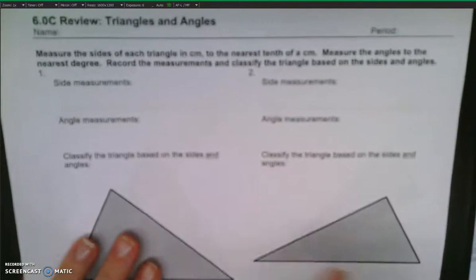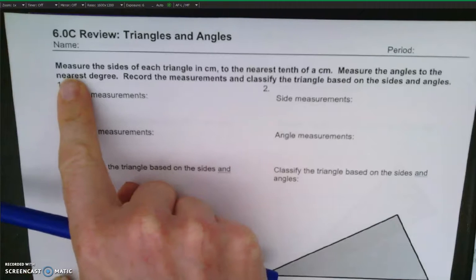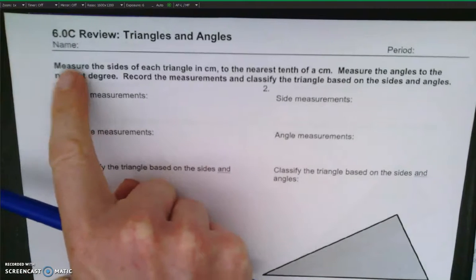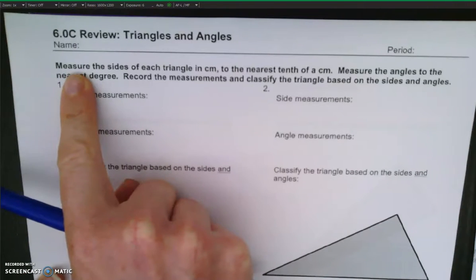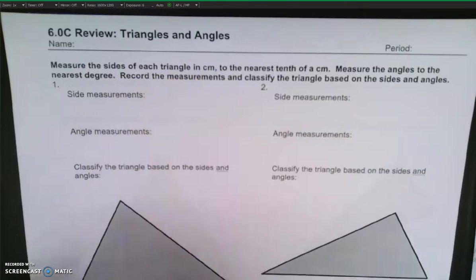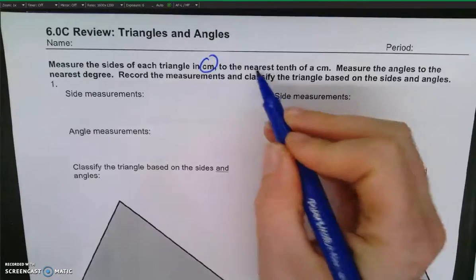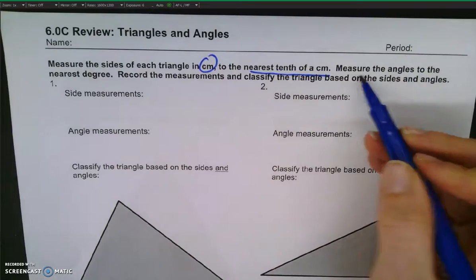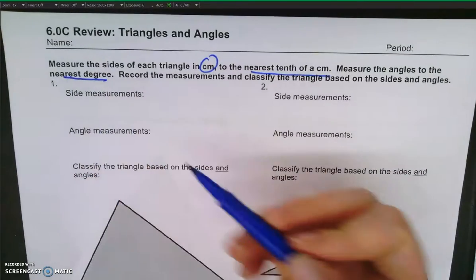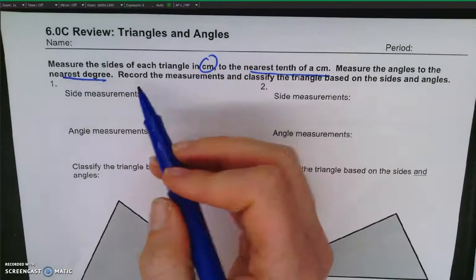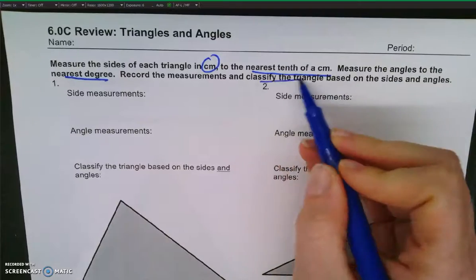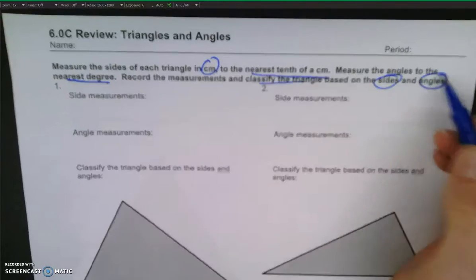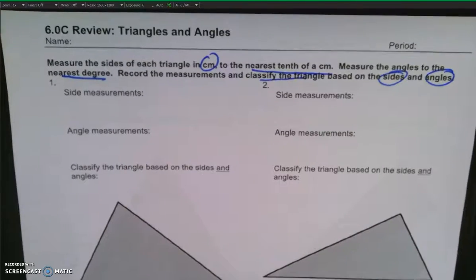So please track along with me as I'm reading aloud. So finger or pen on the paper. Thank you. Measure the sides of each triangle in centimeters to the nearest tenth of a centimeter. So some of us might be off a little bit. Measure the angles to the nearest degree, so as close as you can get. Record the measurements and classify the triangle based on the sides and the angles. So I want both answers there.